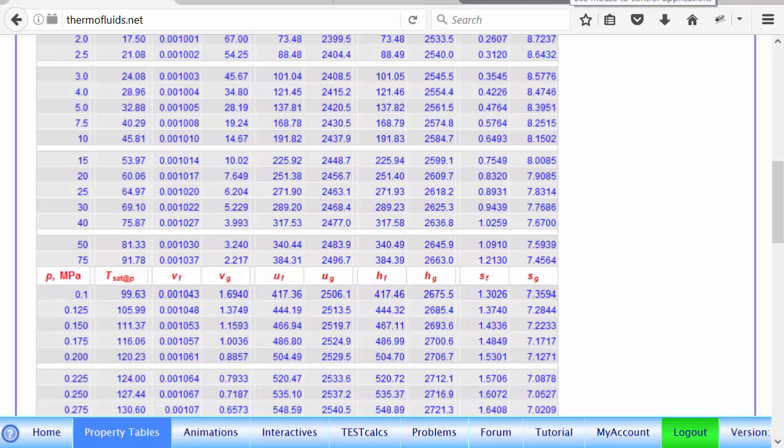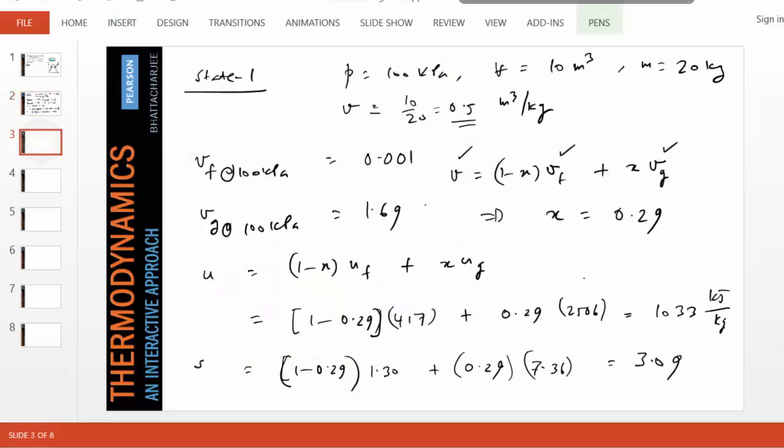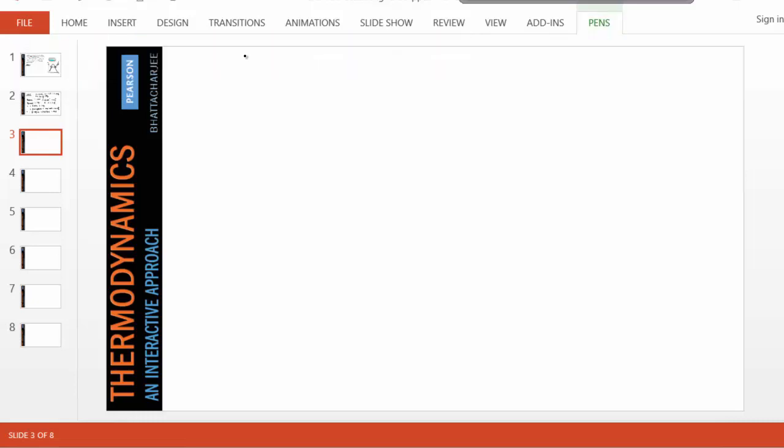Now let's look at state 2, what we know. For state 2, we'll do the same sort of thing. It cools down to a certain temperature. Of course, the specific volume will remain the same. The first thing to notice is that this is not going to change because the mass of H2O in the tank cannot change, and the volume cannot change because it's a rigid tank.